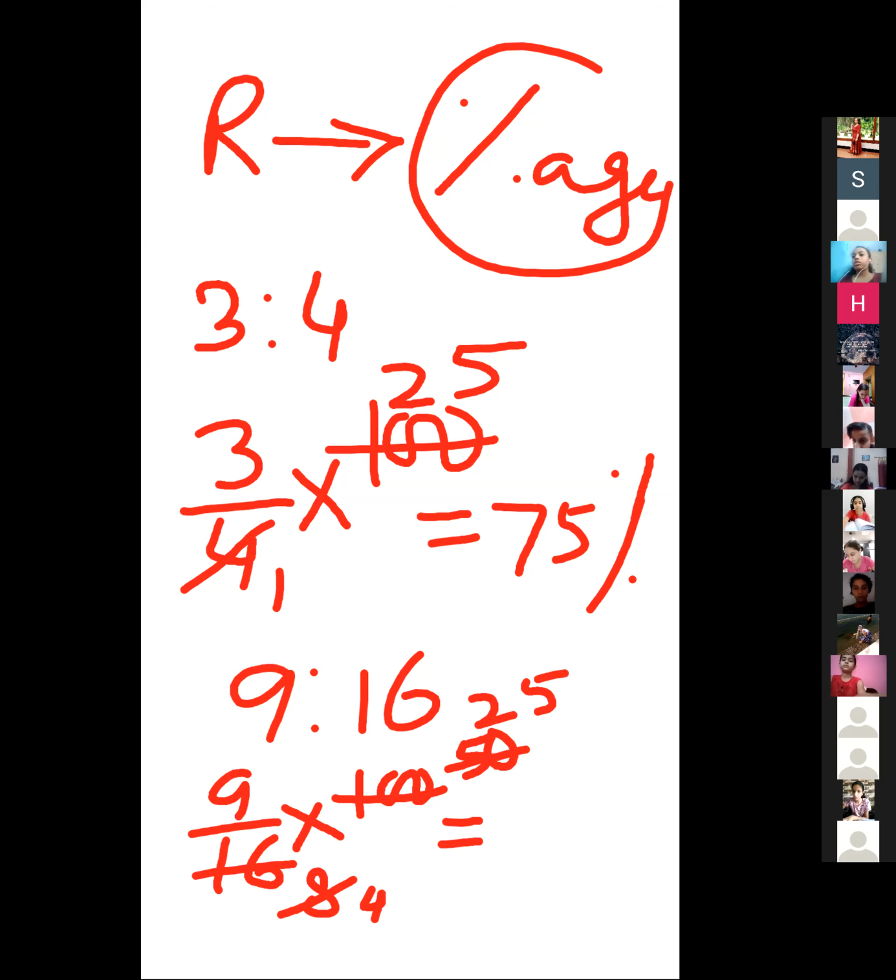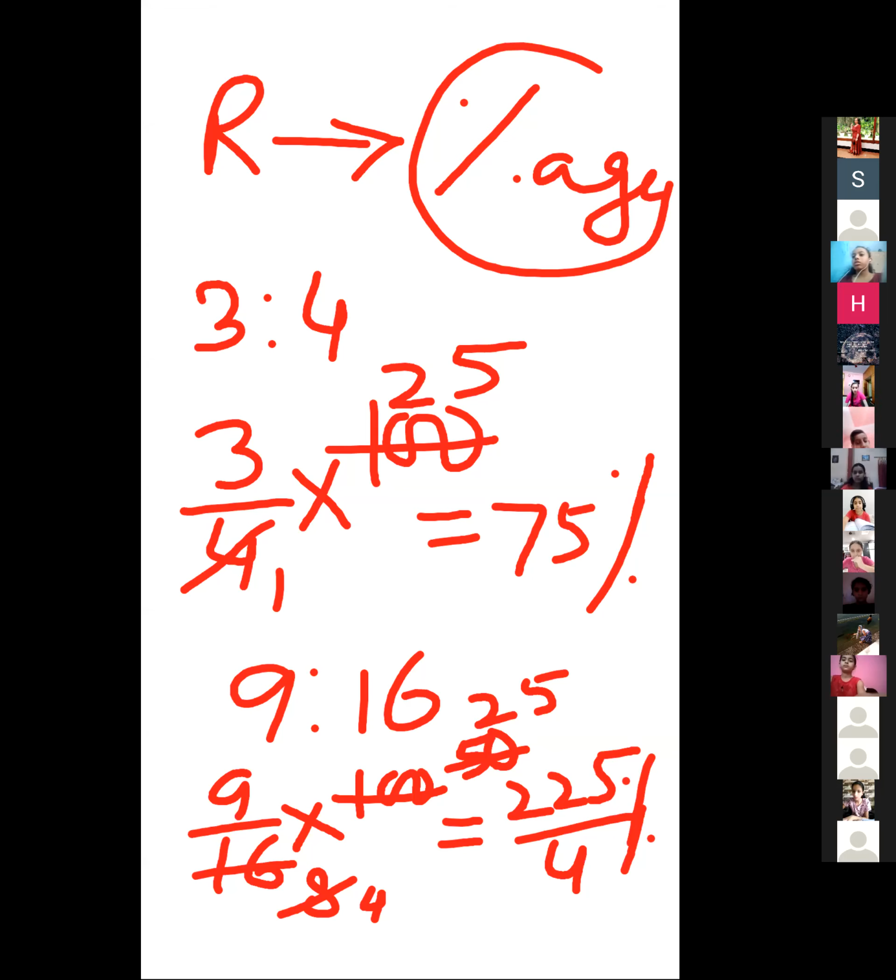So how much is it now? 25 multiply by 9. All of you do it and tell me the answer. 25 nines are 225. Very good. So the answer is 225 upon 4%. Now you have to take out in decimal.